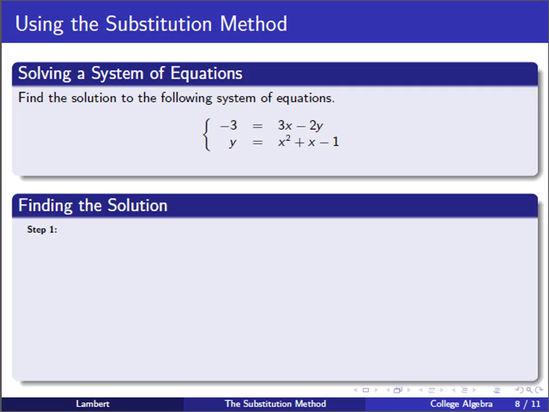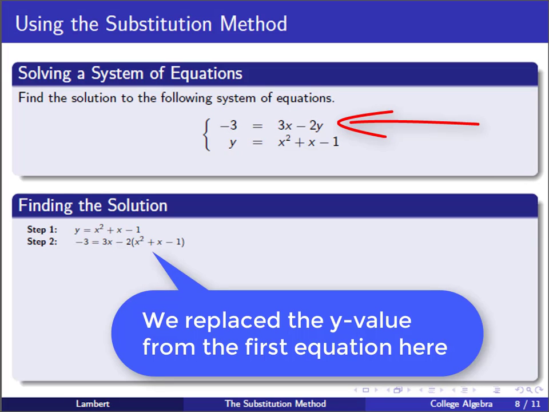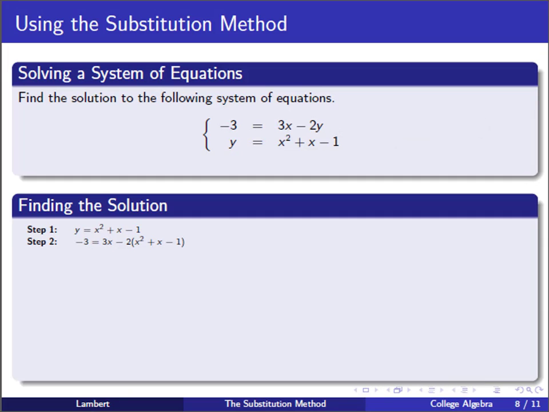Well, notice we already have y equals. That's the equation we're going to use to plug in. Now we're going to substitute in for y. So we're going to use equation 2, substitute in for the y in equation 1. And so we have negative 3 equals 3x minus 2 times that quantity, x squared plus x minus 1. And if we make sure to distribute that minus 2 to the x squared plus x and minus 1, and then move everything over to one side, we should have 2x squared minus x minus 5 equals 0. That's just doing some simplifying there.